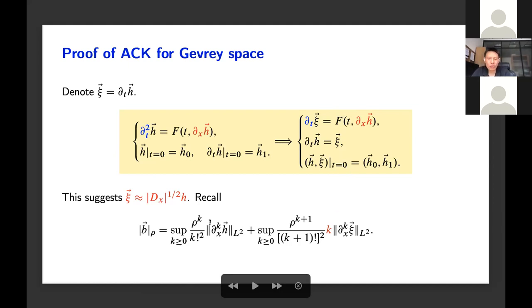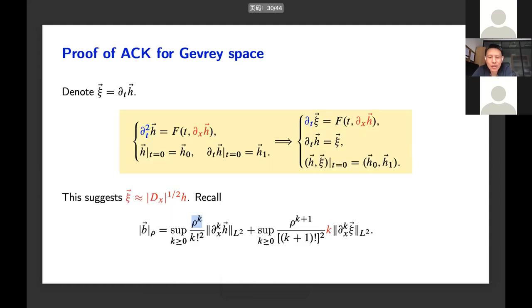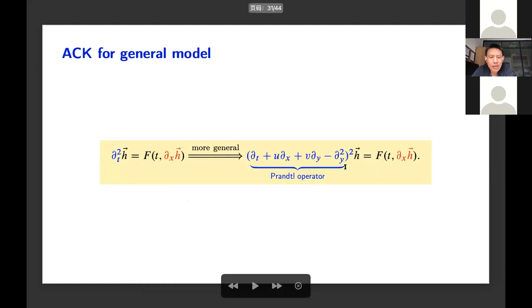Once you use this norm, you can perform an energy estimate for this one. Just take the derivatives and then take the inner product with this term. It's a similar calculation. This also gives some k plus one terms. The idea is the same: shrink the regions to overcome the loss of derivatives. Okay, this is the model.